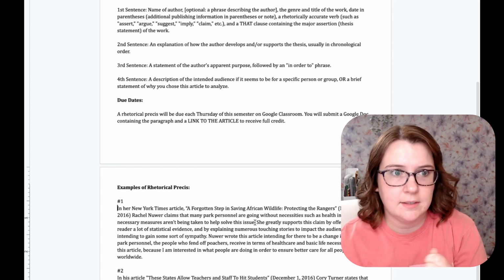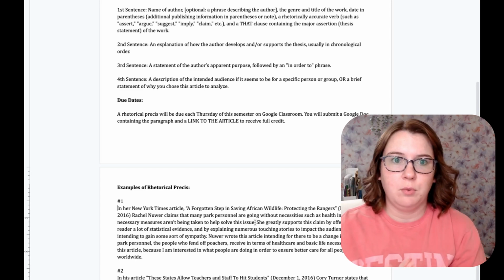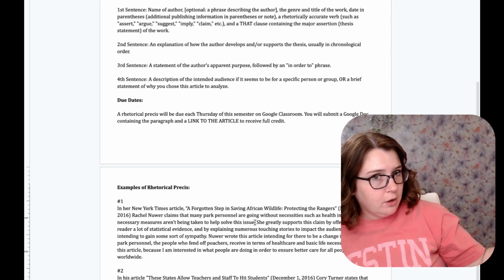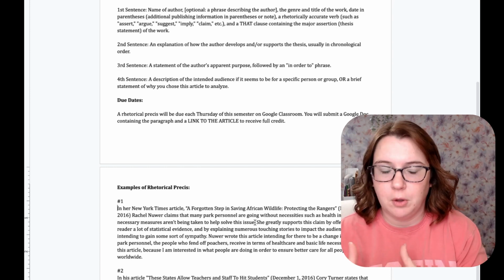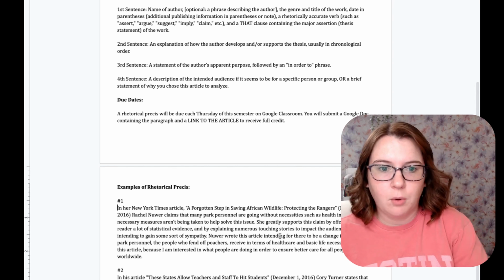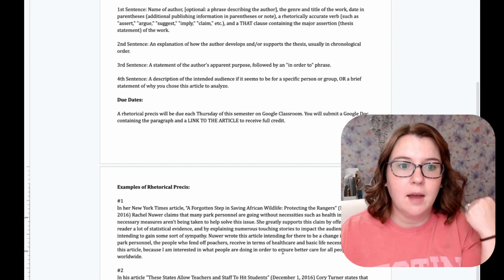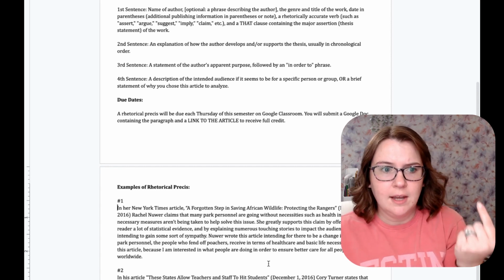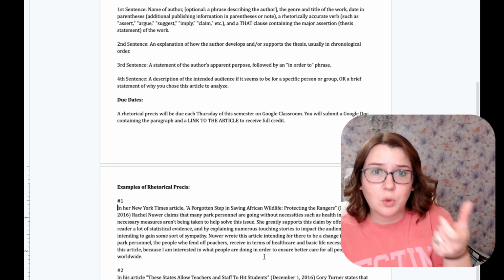Then the second sentence they're writing is an explanation of how the author develops or supports the thesis, usually in chronological order. So if they're reading a super long article, these might be long sentences with multiple clauses. But here's an example from an average news story. "She greatly supports this claim by offering the reader statistical evidence and by explaining numerous touching stories to impact the audience emotionally, intending to gain some sort of sympathy." So that's 2 rhetorical choices there too.